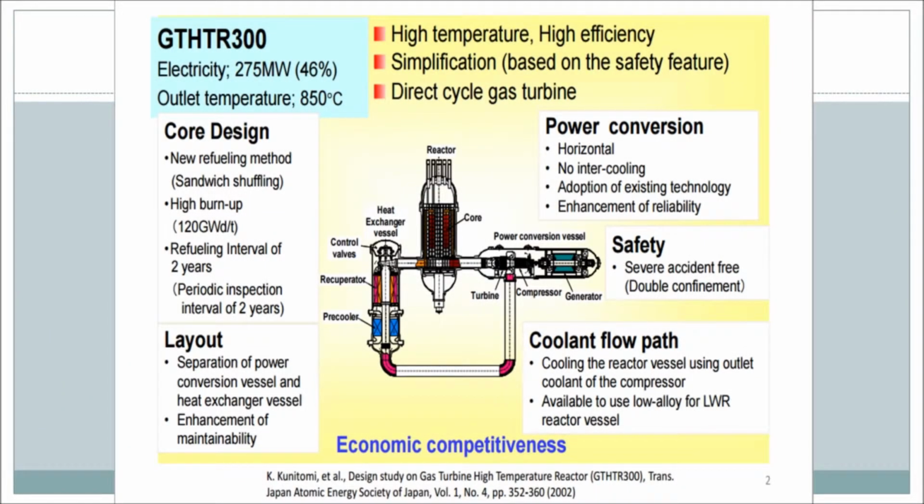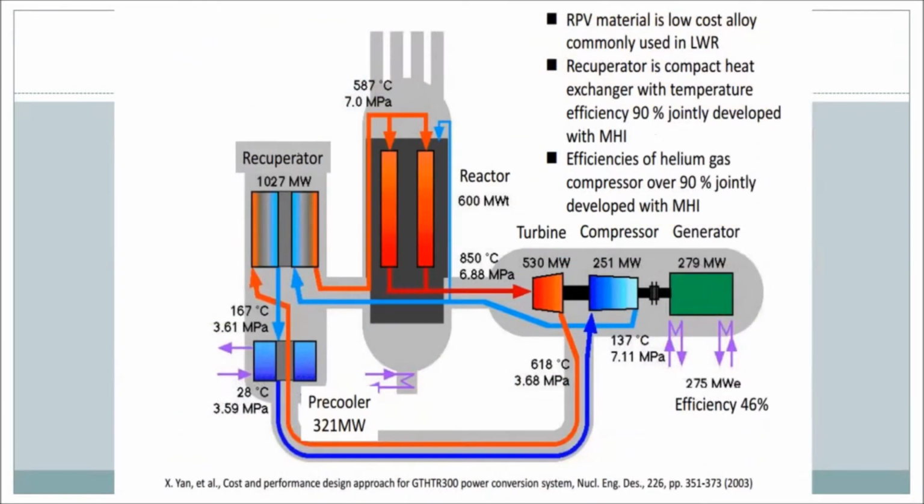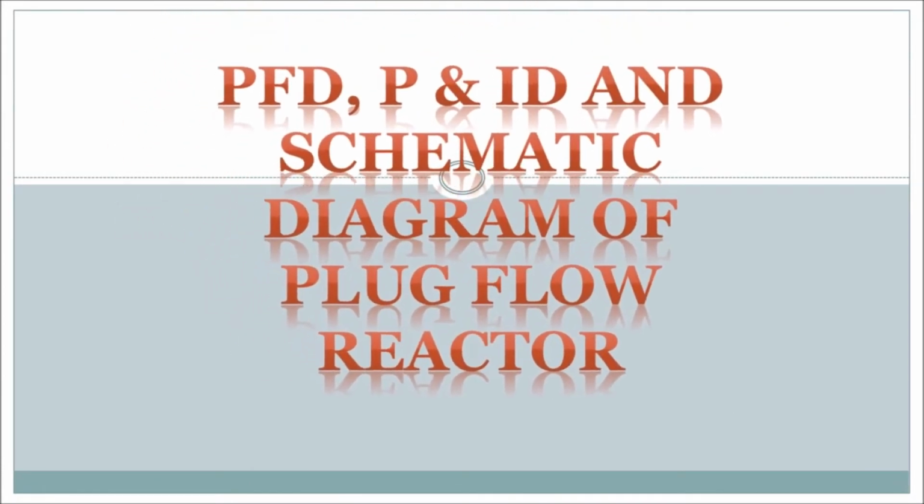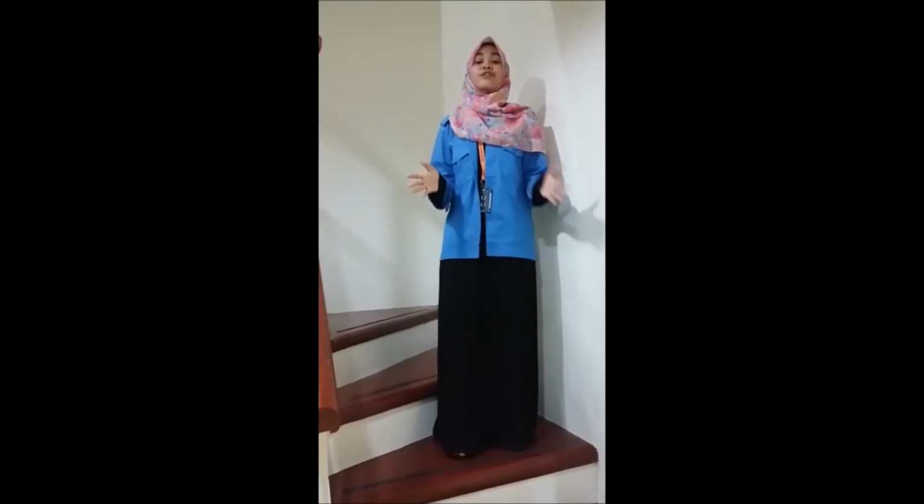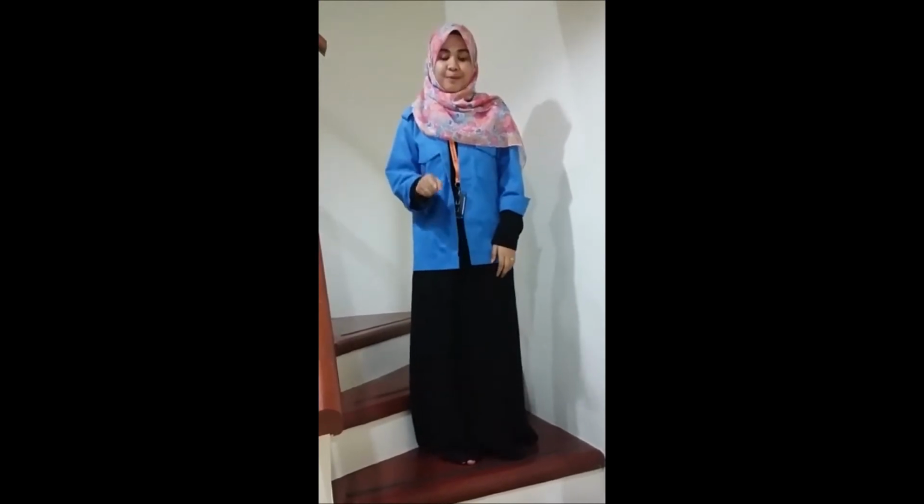This picture is the diagram and description of the advanced reactor technology. Nowadays, the PFR reactor is being widely used in heavy industry. In this chapter, we will discuss the PFD, P&ID, and the schematic diagram on the production of benzene using the PFR reactor. So what will happen next? Let's check it out.